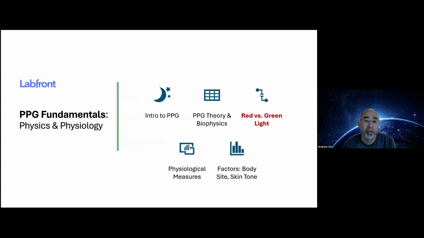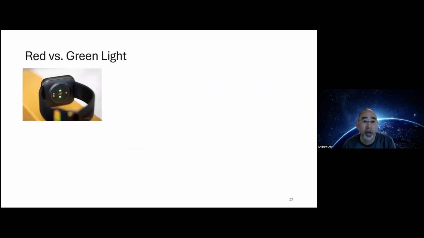Now, the next topic is red versus green light. And you may notice that if you're wearing a smartwatch, on the back of your watch, the green light is usually on, but occasionally the red light turns on. And the real reason that red light turns on is to measure oxygen saturation, not just heart rate.